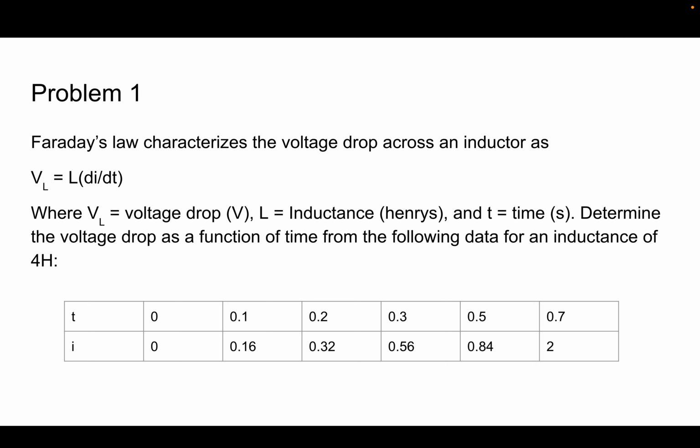Here's problem 1. Faraday's law characterizes the voltage drop across an inductor as V_L equals L times di/dt, where V_L is voltage drop, L is inductance, and t is time. Determine the voltage drop as a function of time from the following data for an inductance of 4 henries. And here's our table of time and current.